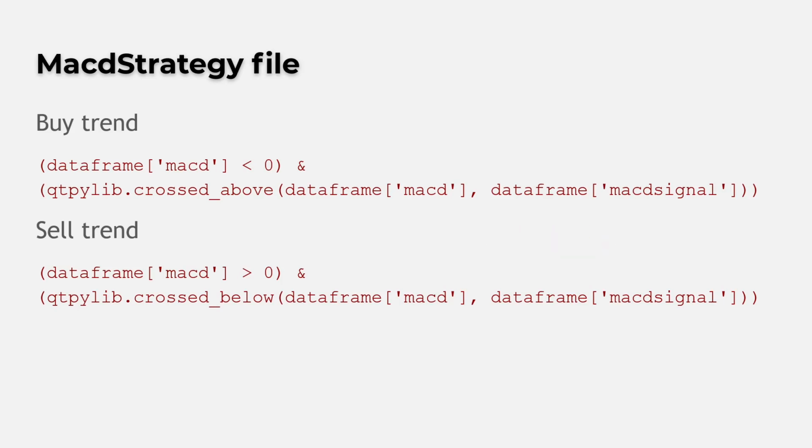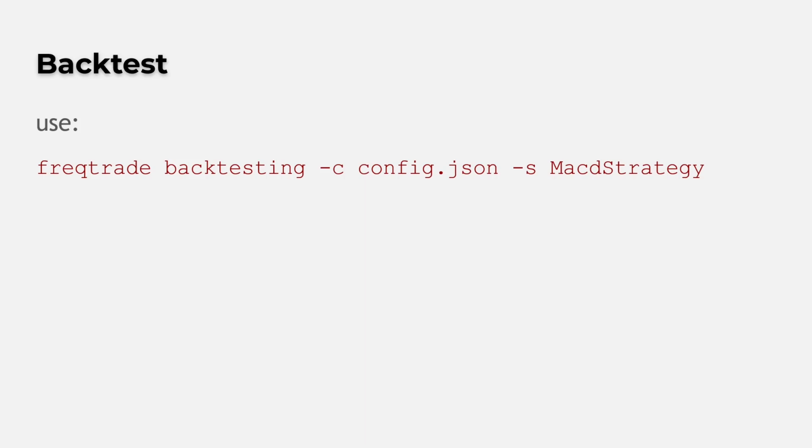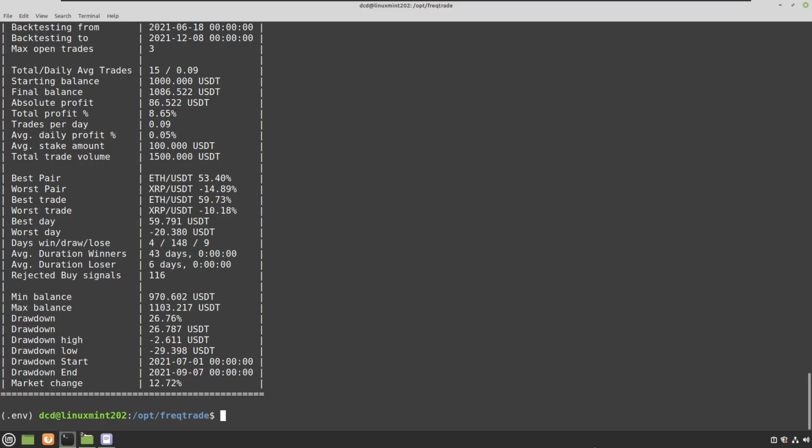And of course, in this case, we will backtest with the same config file, but with another strategy file. Now let's see how this looks on my Linux machine. Let's first clear up the results of our last backtest.